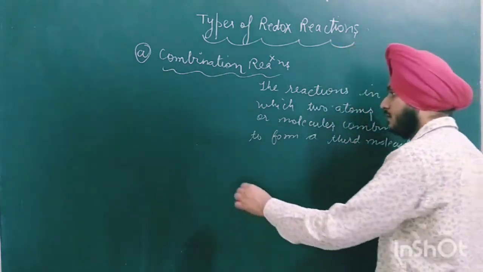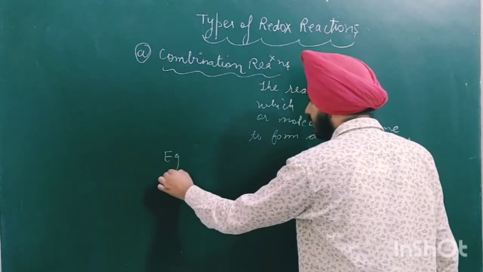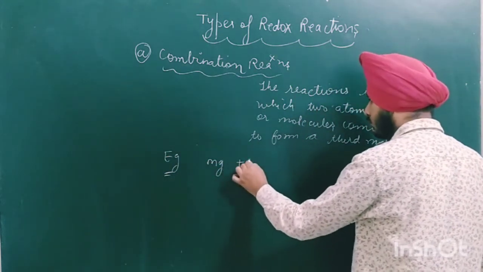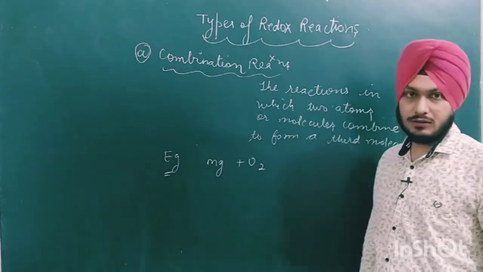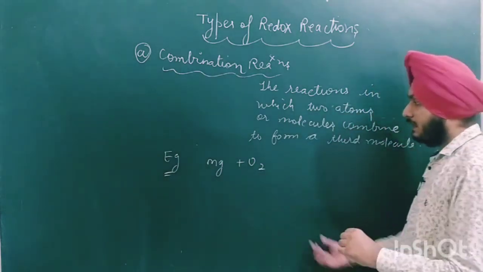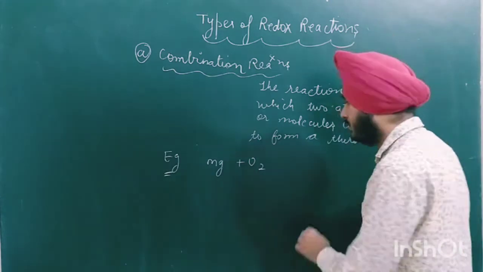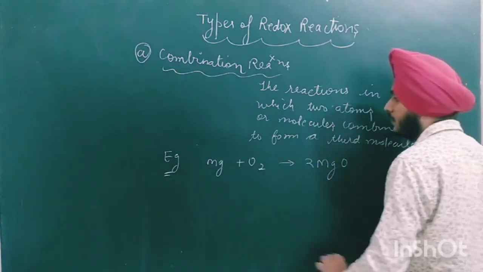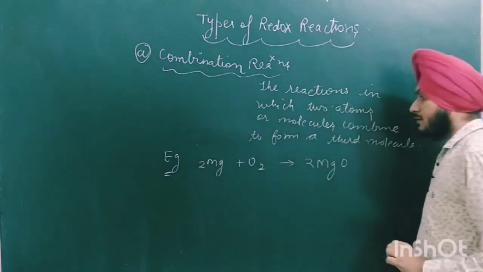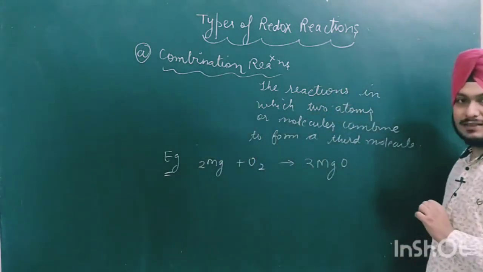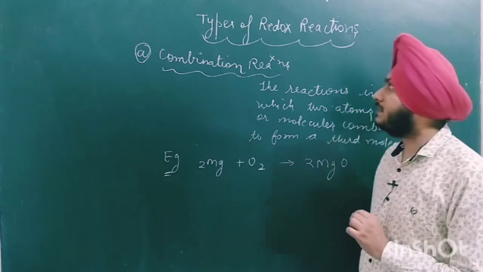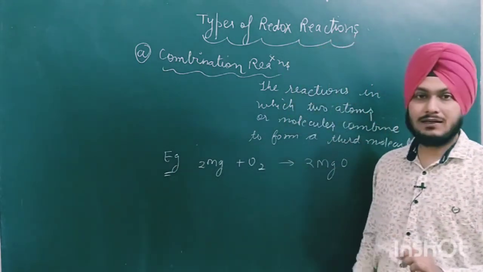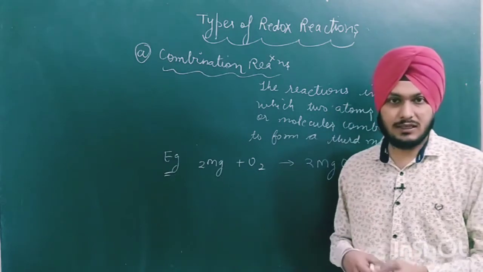Let us check that one. For example, if we have magnesium plus O2, I am doing oxidation. I am just adding this oxygen to this magnesium, and then we will get MgO. Let us balance it. So here we have two. This is a balanced reaction. Now, how is it a redox reaction? We have to check whether oxidation or reduction takes place or not.